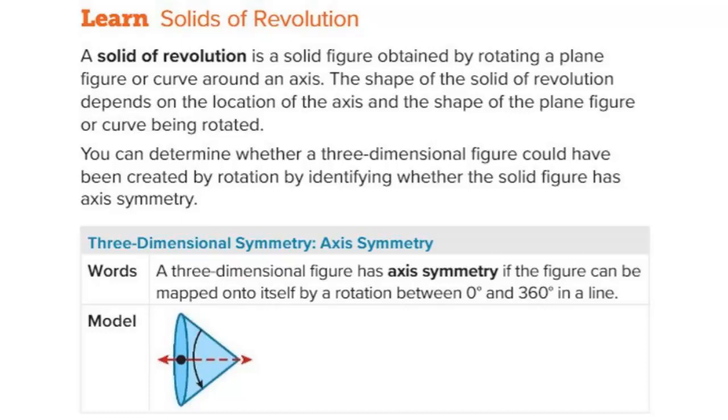A solid of revolution is a solid figure obtained by rotating a plane figure or curve around an axis. The shape of the solid of revolution depends on the location of the axis and the shape of the plane figure or curve being rotated. You can determine whether a three-dimensional figure could have been created by rotation by identifying whether the solid figure has an axis of symmetry.